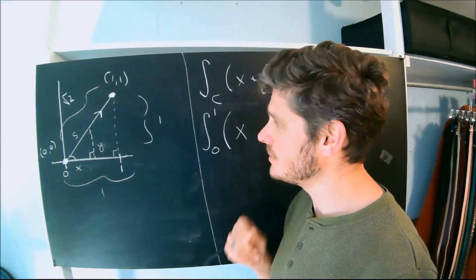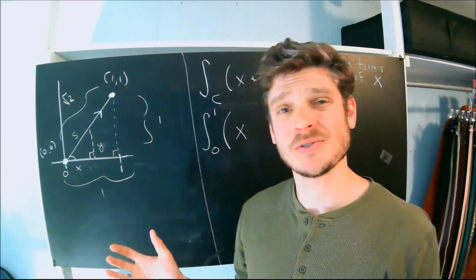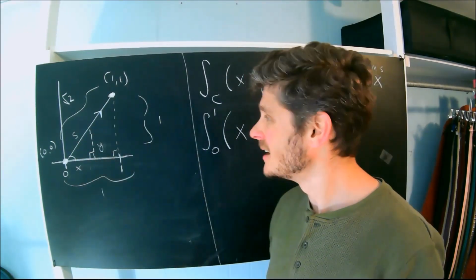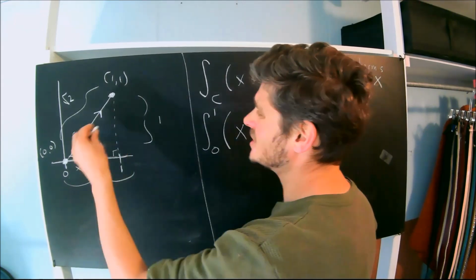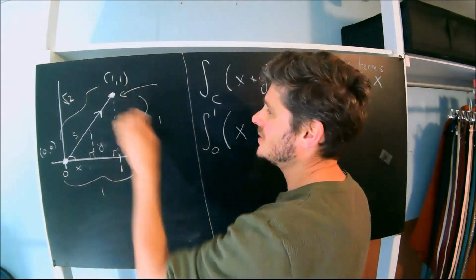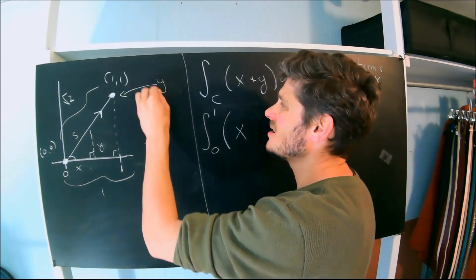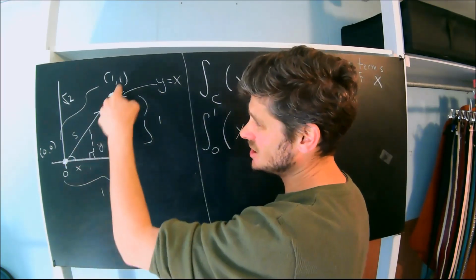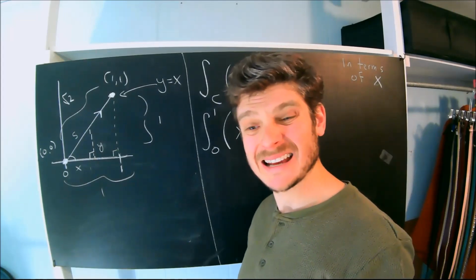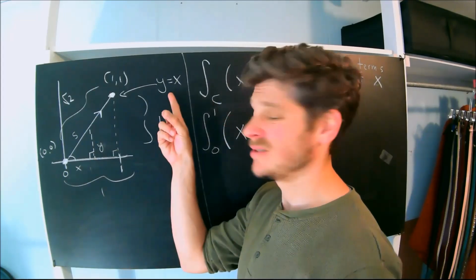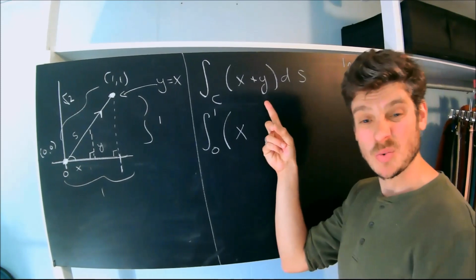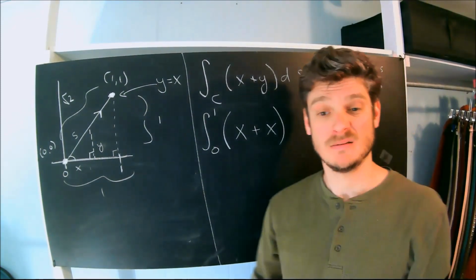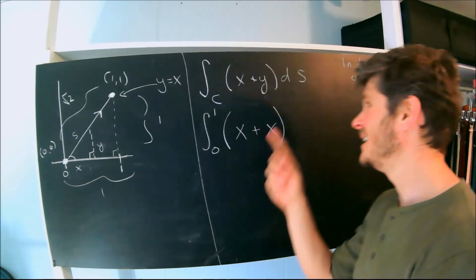Alright, but what about y? Well, what's y going to become? So now I need to figure out what's the relationship between x and y on my curve C. Well, what's the equation of this line? Well, the equation of this line is just going to be y equals x, right? Through the origin, through the ordered pair (1, 1), yeah, that is absolutely going to be the line defined by y equals x. So what does y equal? X. So everything's been really simple so far.